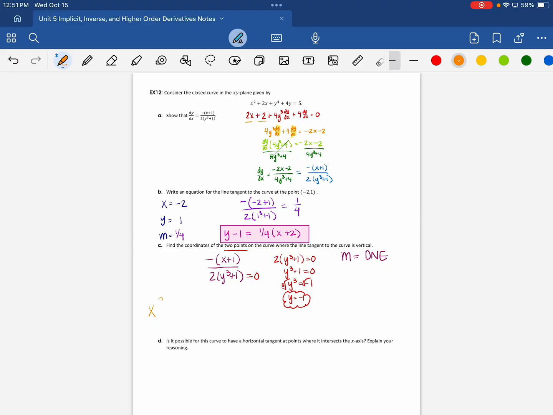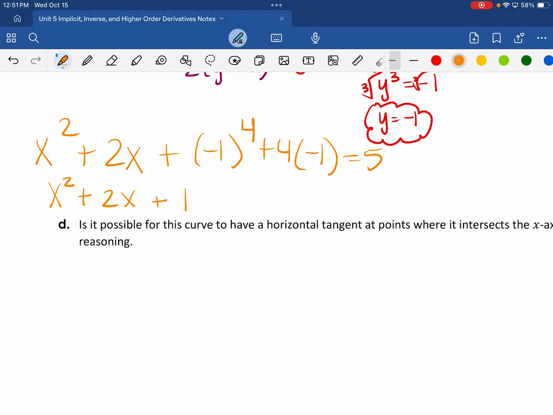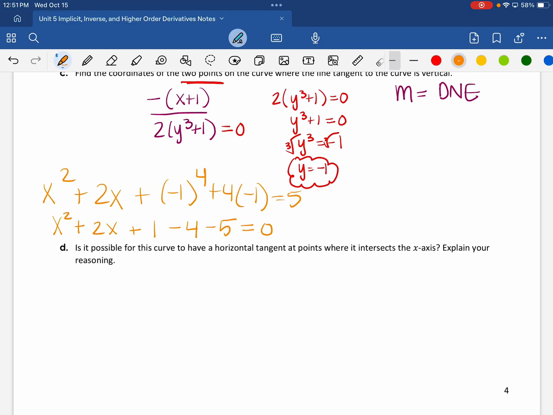So x squared plus 2x plus negative 1 to the 4th plus 4 times negative 1 equals 5. I'm going to zoom in here. What I wrote in orange here is the original function. I plugged negative 1 in for the y value. So I get x squared plus 2x. What is negative 1 to the 4th power? Positive 1. And what is 4 times negative 1? Negative 4. I'm going to move this 5 over to the other side by subtracting 5, because I know I'm going to have to set this equal to 0 since it's probably going to be factorable.